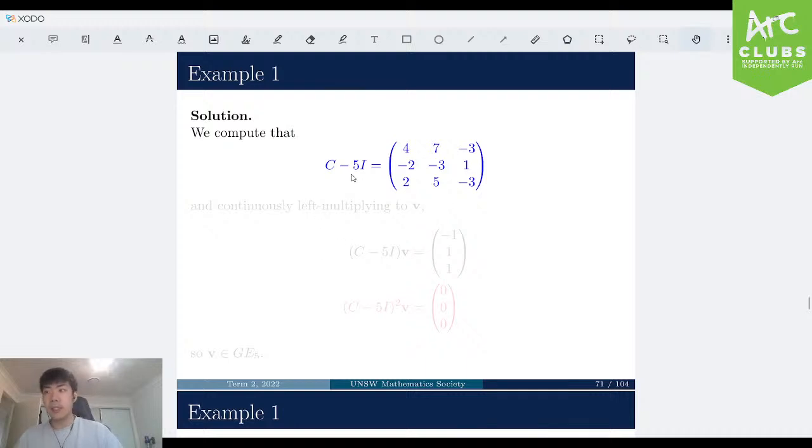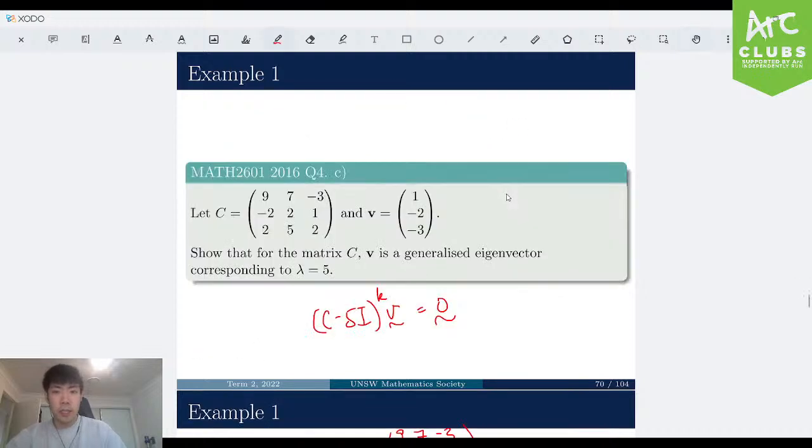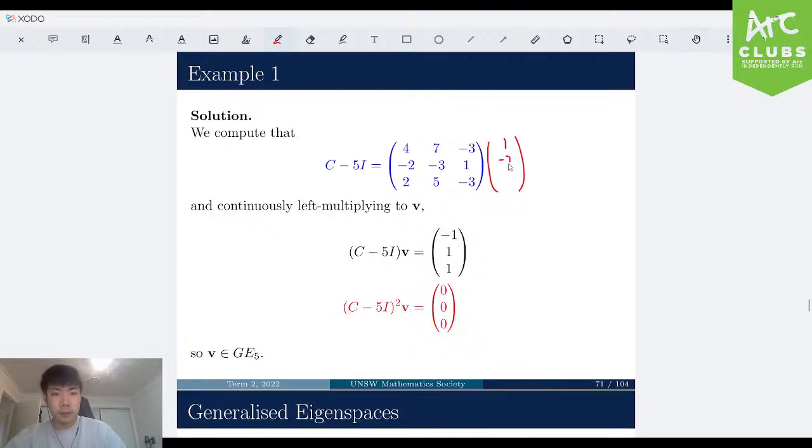Okay. Firstly, the C minus 5I matrix is this. Recall that C was 9, 7, minus 3, minus 2, 2, 1, 2, 5, 2. Okay. So if you minus 5 off the diagonal, it becomes 4, minus 3, minus 3. Okay. And then we do C minus 5I times v once, and that gives us negative 1, 1, 1. So we're doing this matrix times the vector v, which is 1, minus 2, minus 3. And that gives us this result.